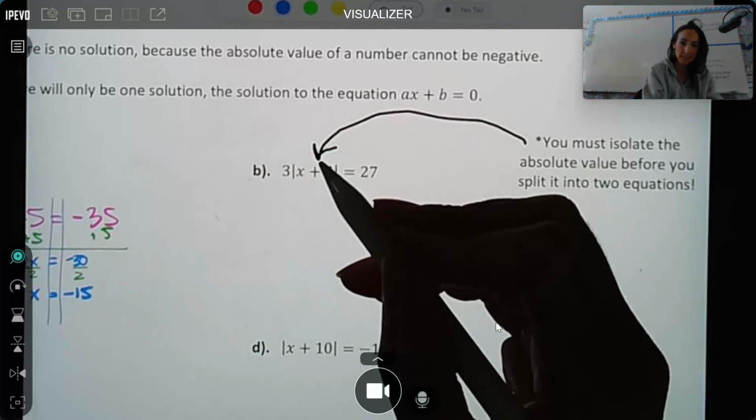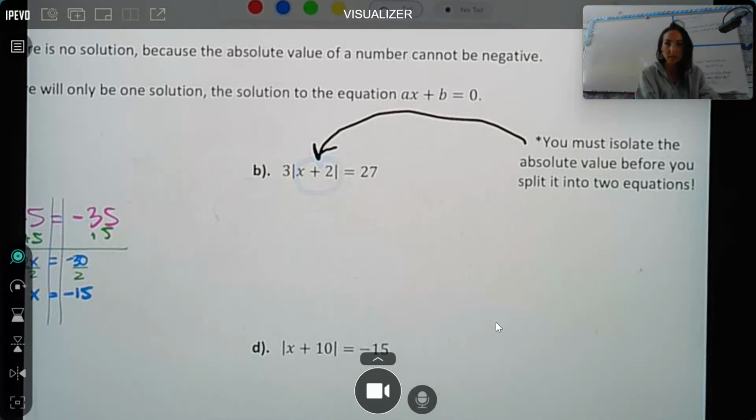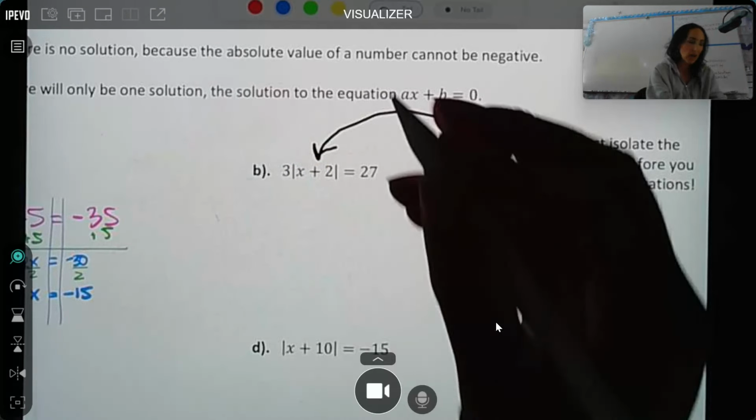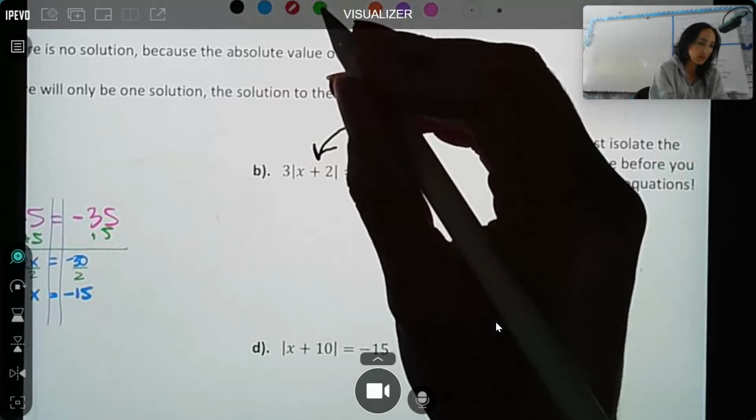So I'm going to need to get this x plus 2 by itself. So the opposite of multiplying by 3 is dividing by 3.